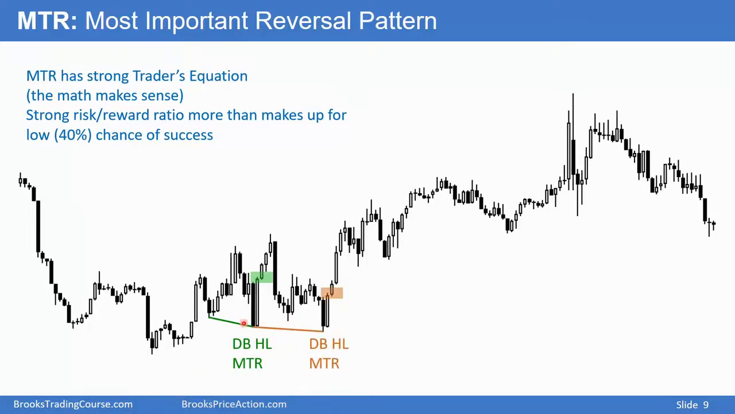Now we have another double bottom. And again, this double bottom is a higher low. So a double bottom, higher low, major trend reversal. 2 legs down, 1 pullback 2. A nested pattern. A very dramatic 2-bar reversal.